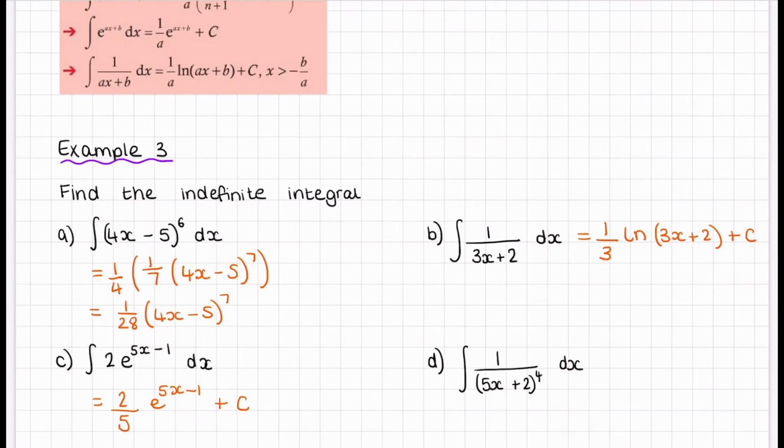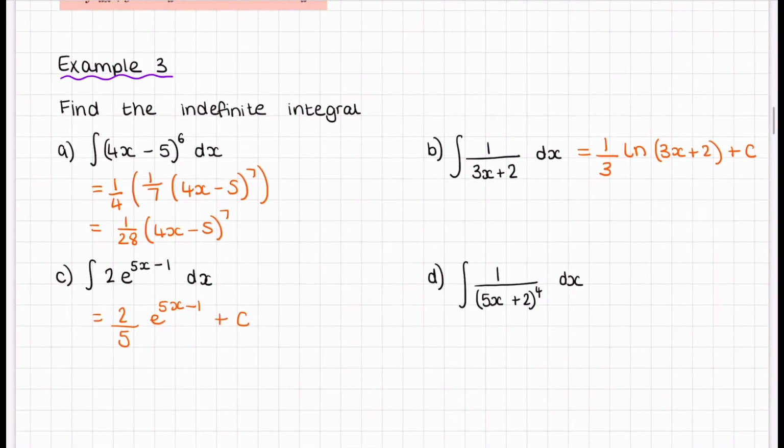D, we kind of have a mix of the two rules. But what we can do with this one is we can rewrite it as (5x plus 2) all to the power of negative 4. And then it just becomes that first rule again, which will be 1 on a, which is 1 on the number in front of the x, which is 5, multiplied by 1 on, add 1 to the power, which will be negative 3. The bracket stays the same, and add 1 to the power.